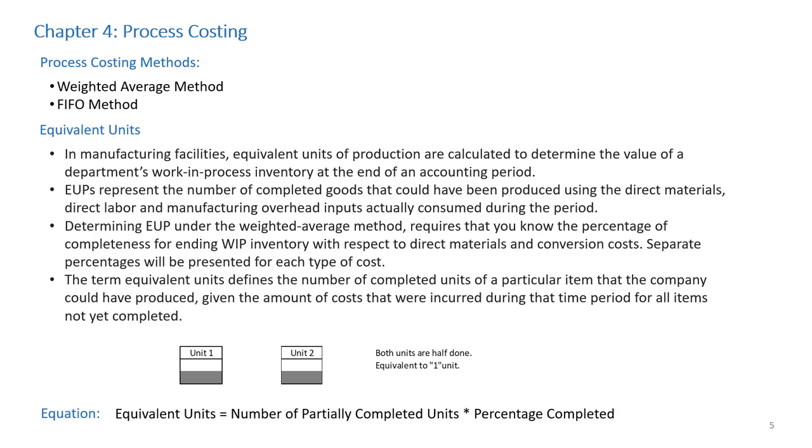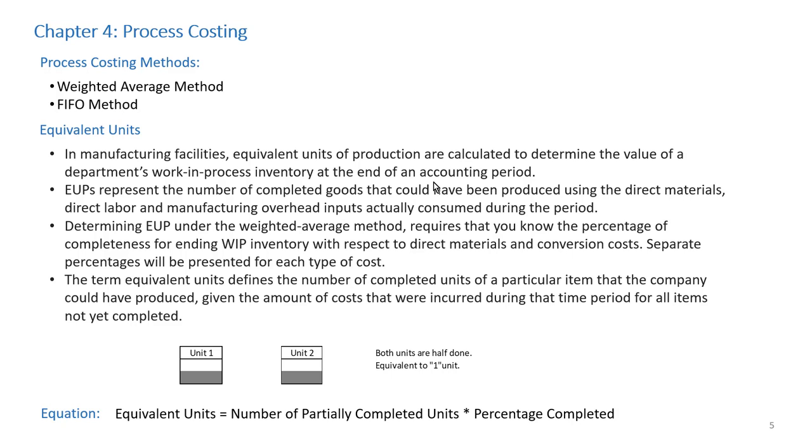The methods of calculating equivalent units of production are different between the weighted average costing and the FIFO costing methods. Because this is an introductory course, we'll focus only on the weighted average method. Students moving forward as accounting majors will learn FIFO costing in their cost accounting class. In manufacturing facilities, equivalent units of production are calculated to determine the value of a department's work in process inventory at the end of an accounting period.